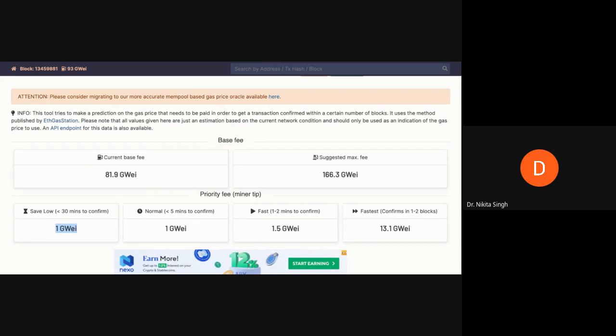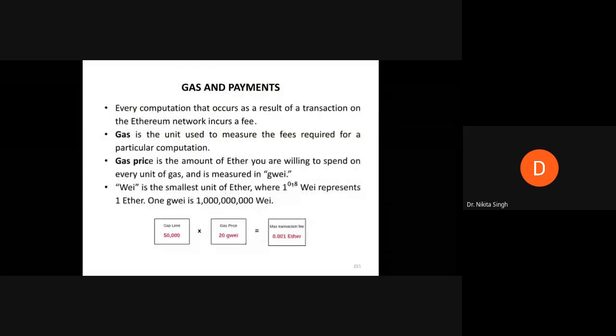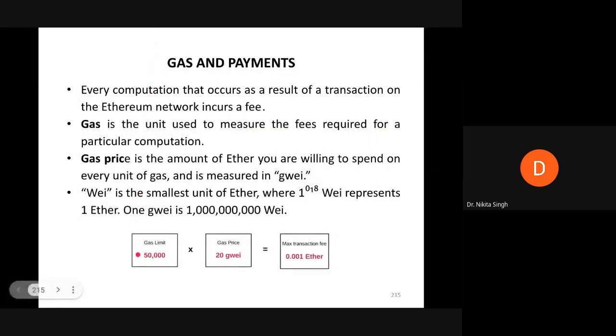And then you have to set the gas limit. You're saying that, okay, this is the amount of money that I'm willing to spend, but I will set a limit, giving a minimum and a maximum, that I will not spend beyond this point. So this gas limit is set by the user, you and me, we will set this gas limit. Okay.